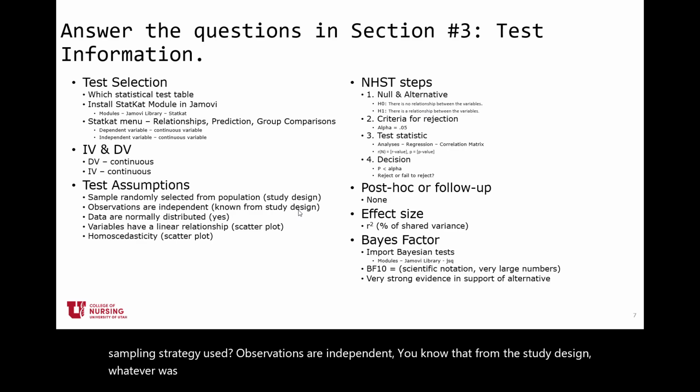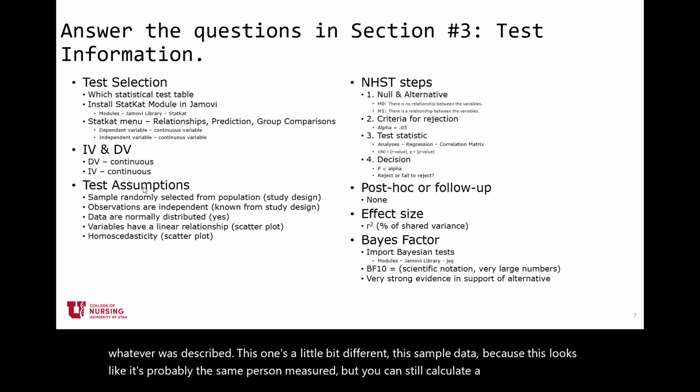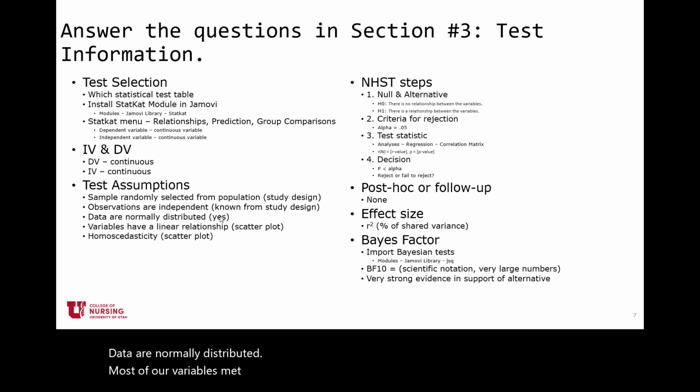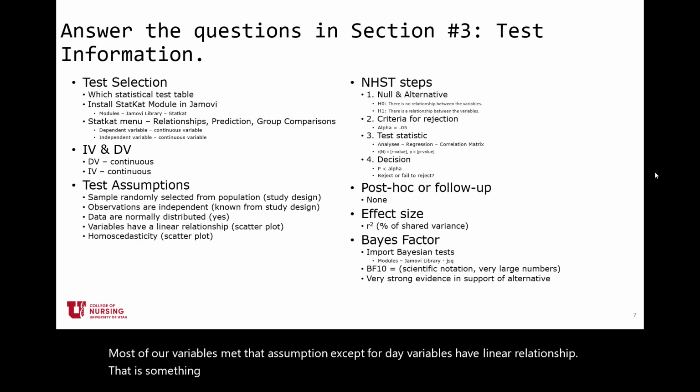This one's a little bit different, this sample data, because this looks like it's probably the same person measured, but you can still calculate a Pearson R for this. Data are normally distributed, and most of our variables met that assumption except for day. Variables have a linear relationship. That is something you're going to know from the scatter plots.